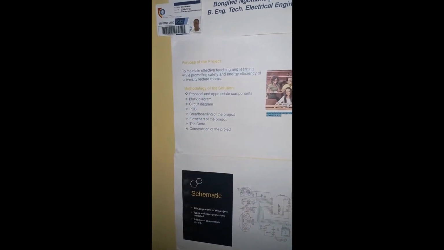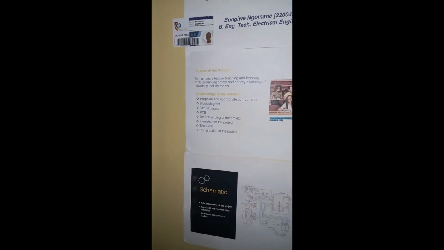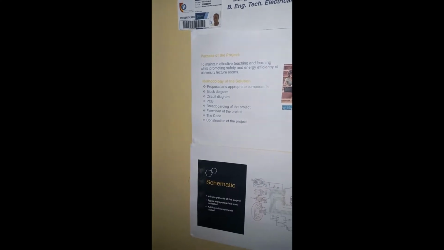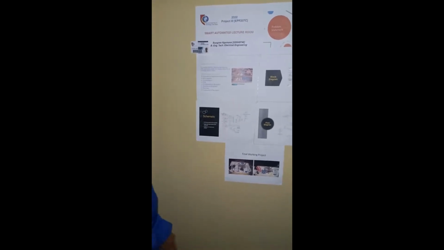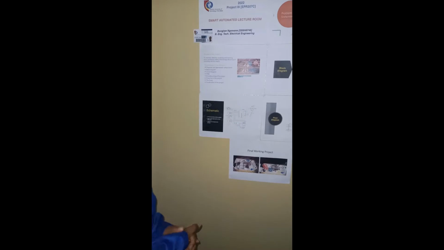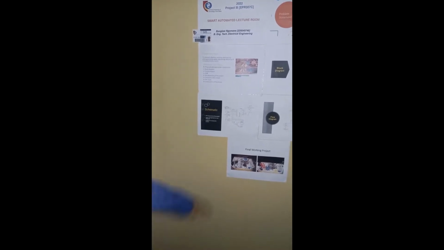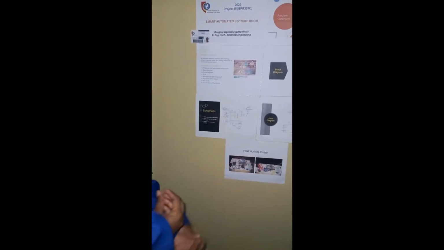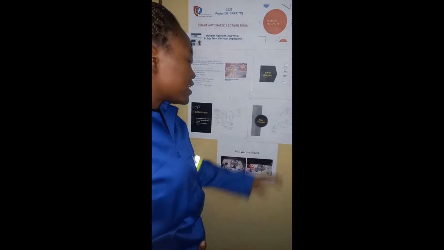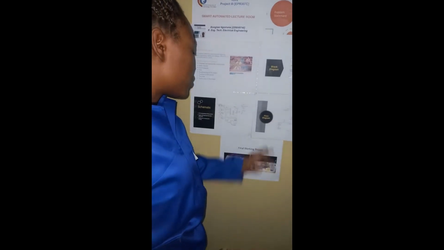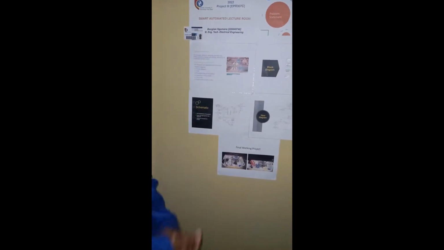The methodology that I followed to come up with the solution of this project was to draft a proposal and find appropriate components which are suitable for the design of the project. I also designed a block diagram, a circuit diagram, and a PCB, which all helped me in the breadboarding of the project, and the flowchart, which later helped me in understanding how my code for the project should flow, and finally the construction of the physical project.